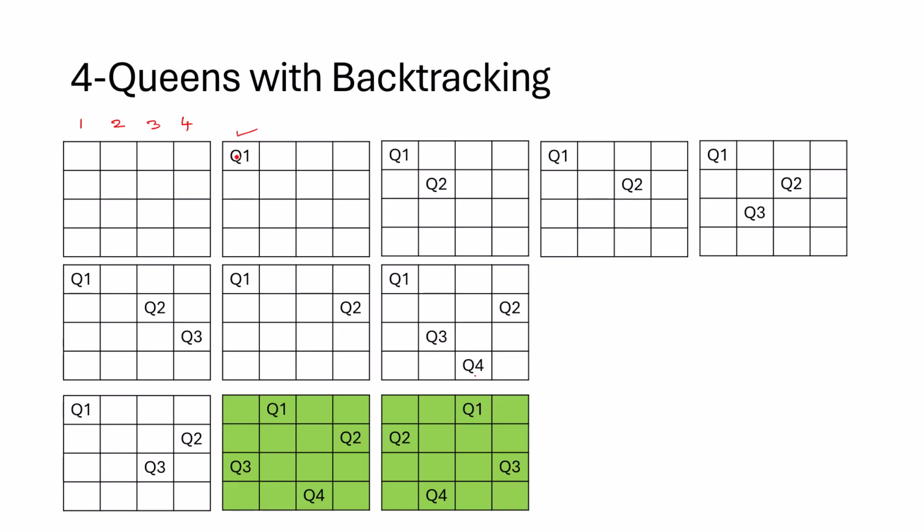So once we have placed a queen here, we have this row and this column kind of out of commission. So we cannot put any other queen there. So for queen 2, our choices are this, this, and this. So what we can do, we can put queen 2 here.